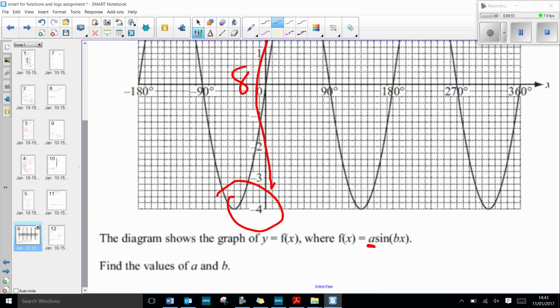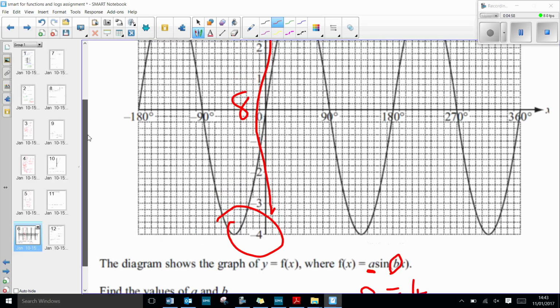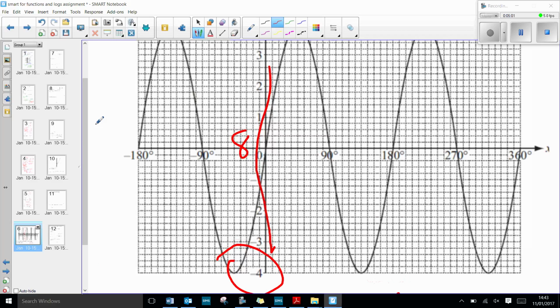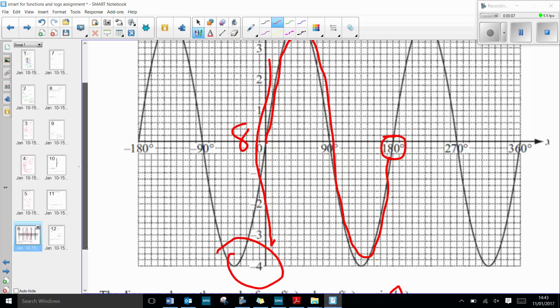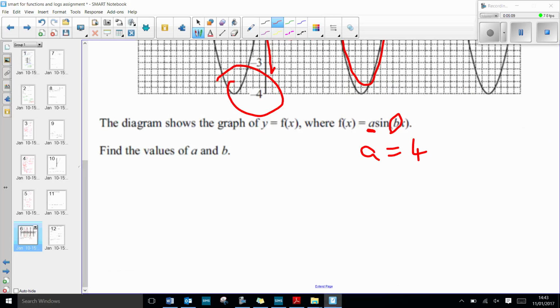So A is 4. B is determined by the period of it, so we need to establish the period. The period is usually 360, but this period does a full cycle in just 180. So if we know it normally is 360, divide it by the actual period, gives us 2. So B is 2.